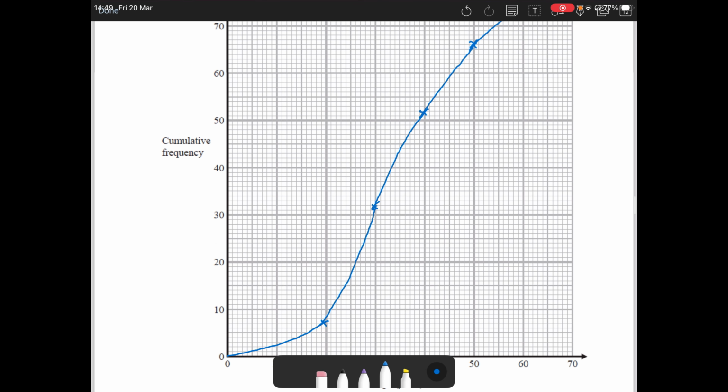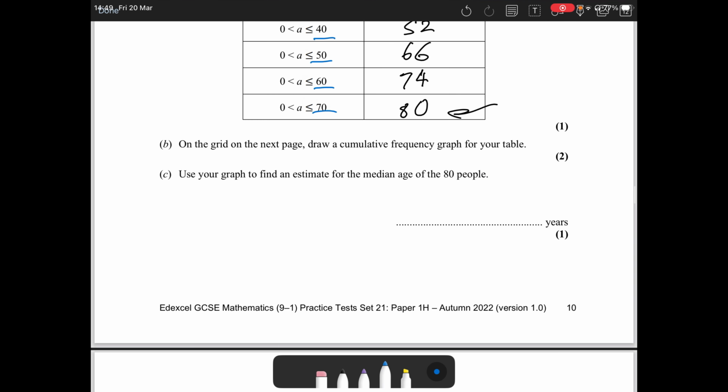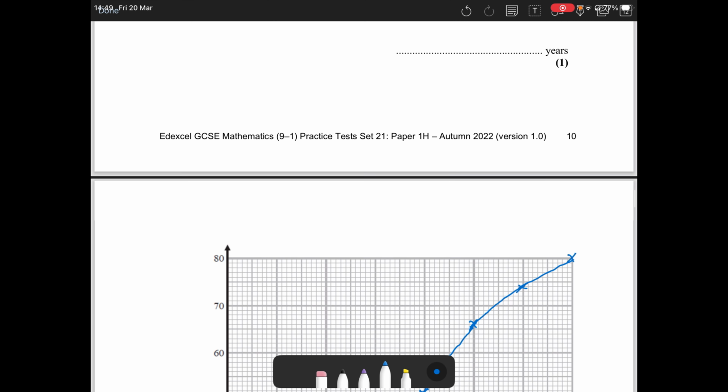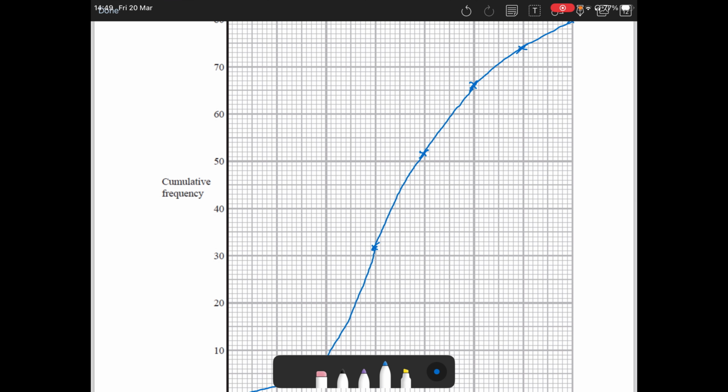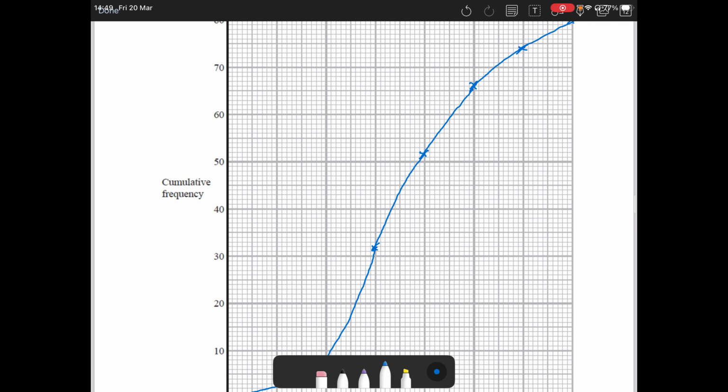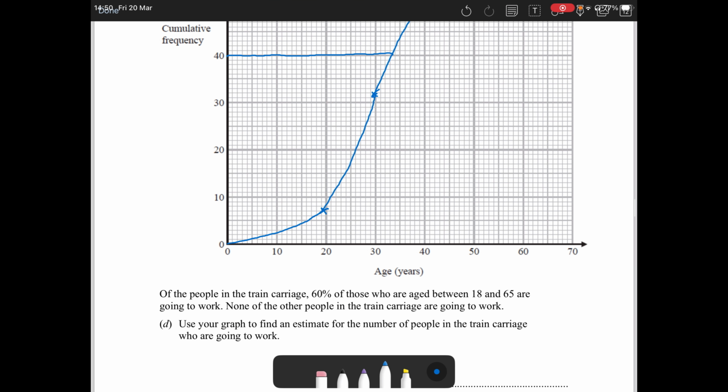Now, I need the median. So this is continuous data. I know that some people say add 1, divide by 2, but when the data is continuous, like people's age, we just divide it by 2. So n, because there's 80 people, I always halve that for continuous data. There's no need of +1. That's only for discrete. You go across and down. So the median I'm getting is approximately 33.